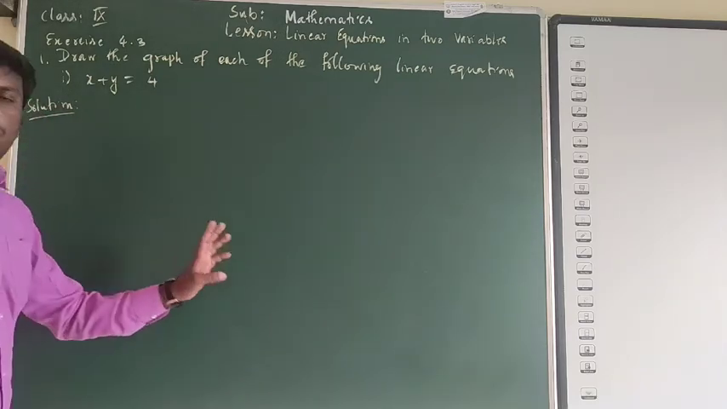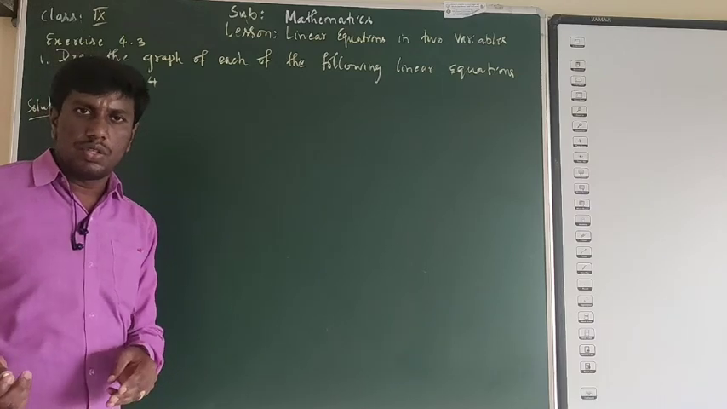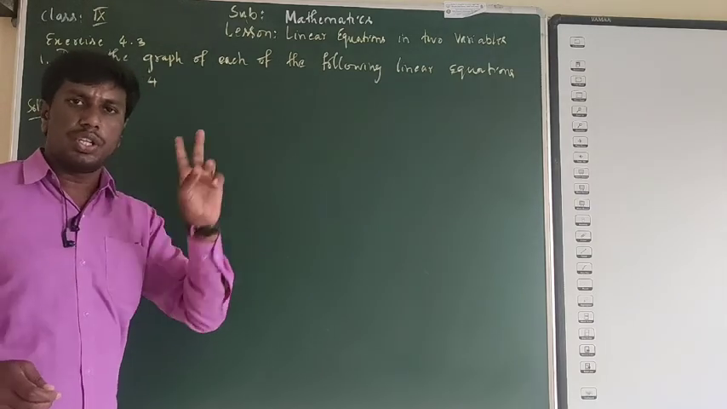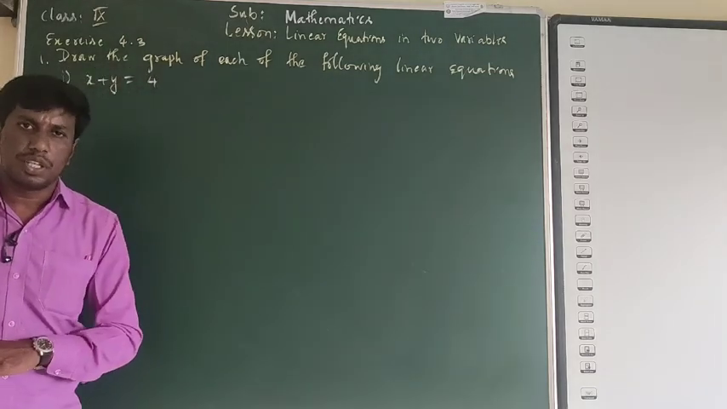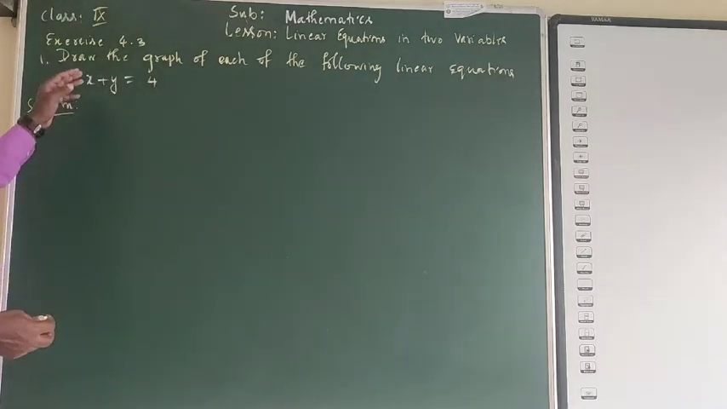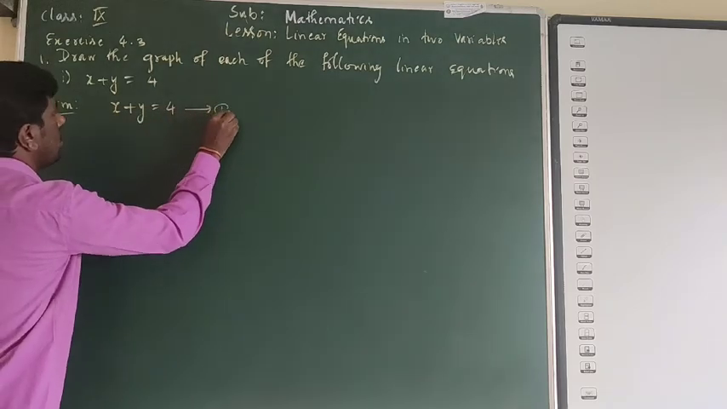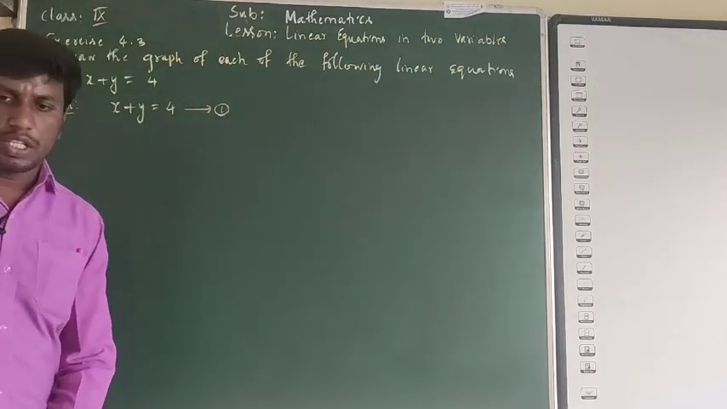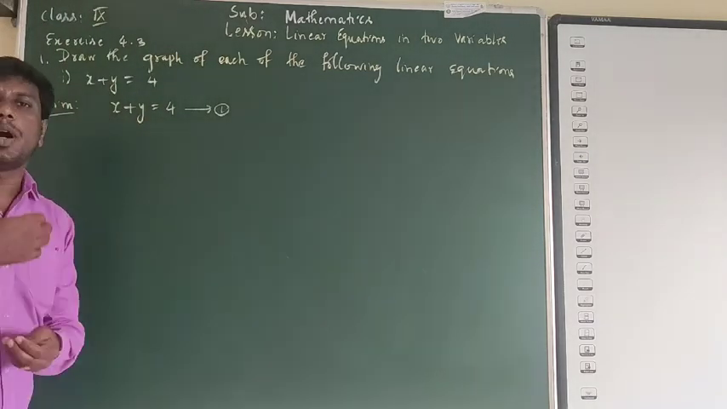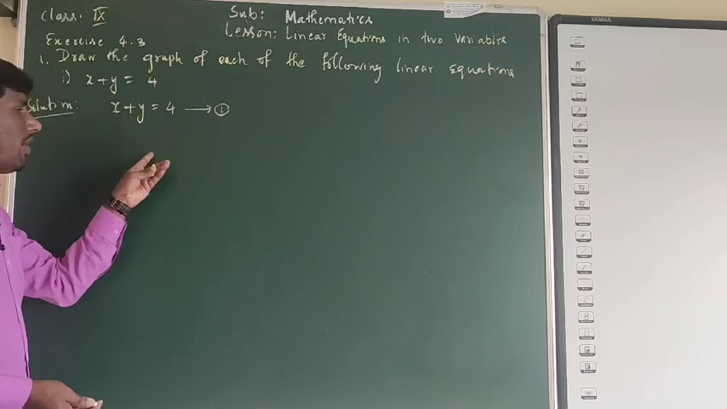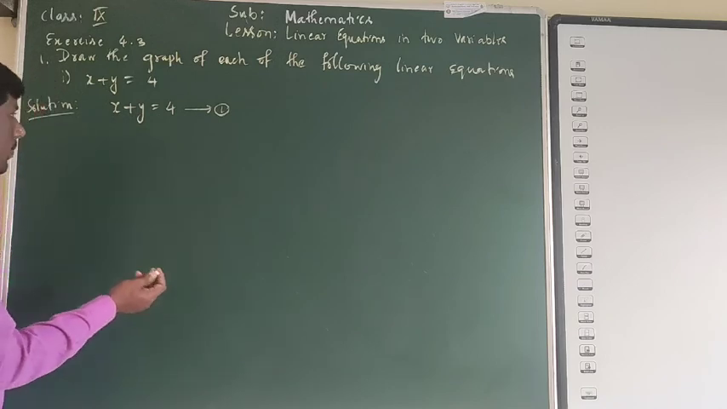First, we should find the solutions of this equation, at least 3 solutions. 2 solutions is enough to draw the graph, but for perfection you can take at least 3 solutions. I'll take this equation x plus y is equal to 4 as equation 1. Next, I will change the x value. I'll give some arbitrary value for x, then get the y value. The x and y values will become the solution of this equation. Correct?